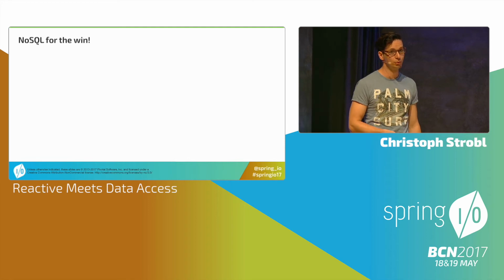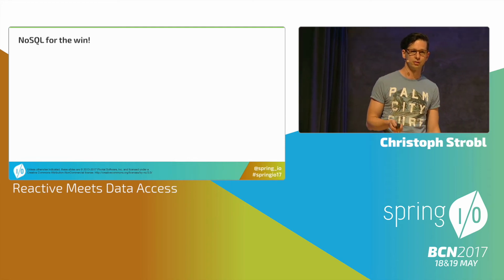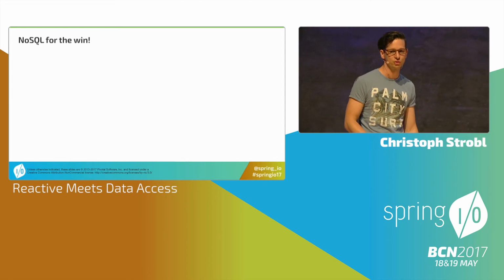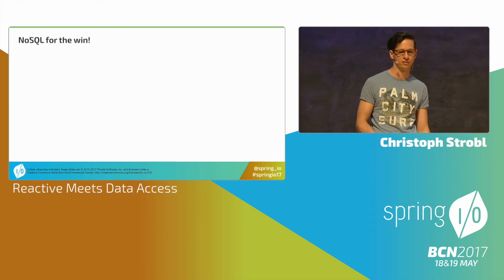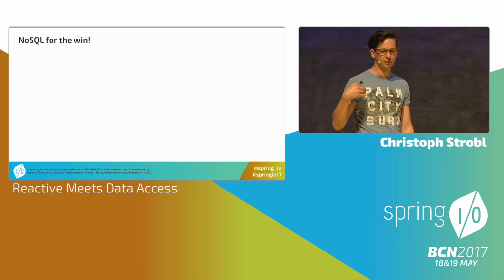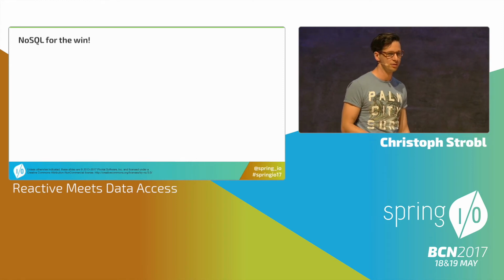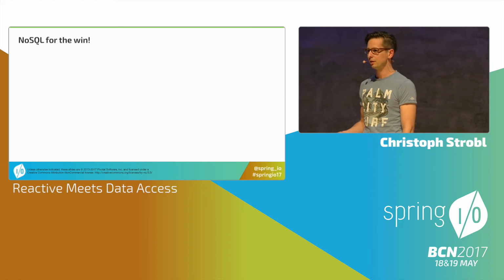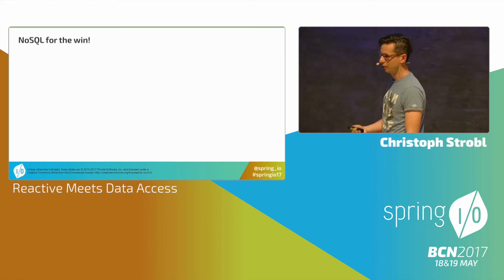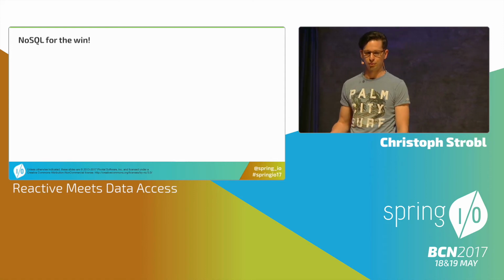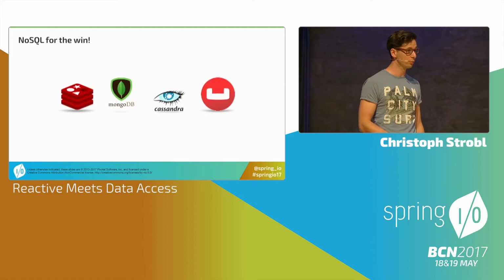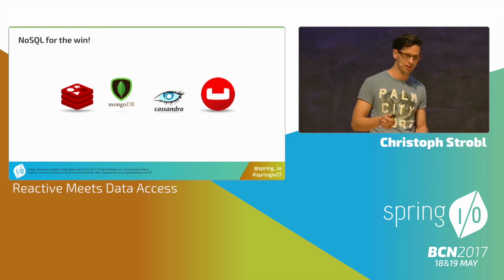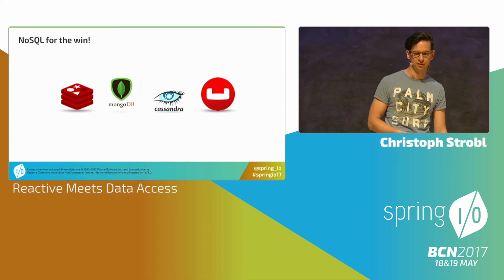And this works pretty good for the NoSQL stores, because they don't have those strong assumptions about consistency and all that stuff. So they're pretty ready for all that stuff. And this is why most of the NoSQL store providers actually give us the opportunity to benefit from the reactive programming model. With Spring Data, we have it for currently Redis, MongoDB, Cassandra with caution, as I said, and Couchbase.